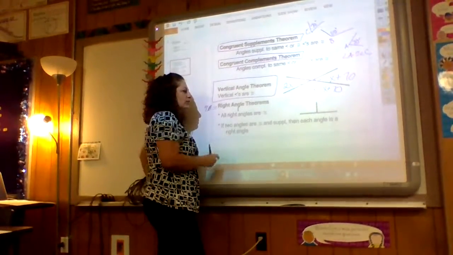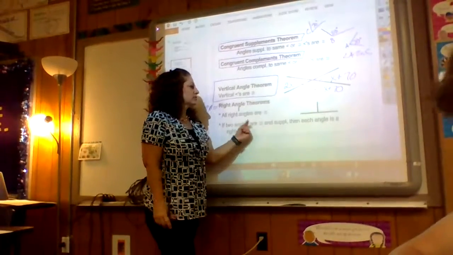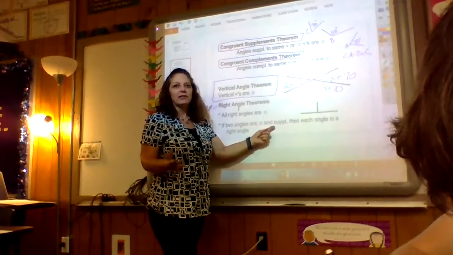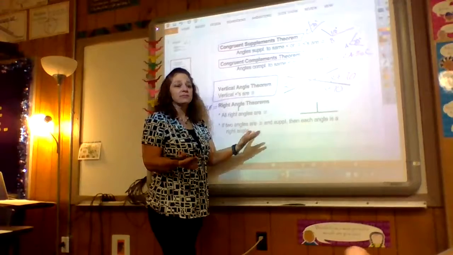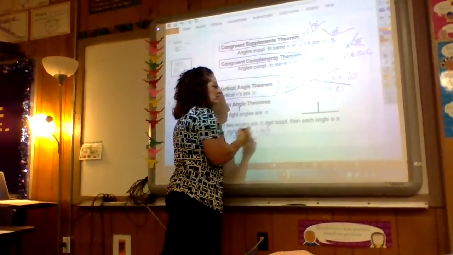If two angles are congruent and supplementary, then each angle has to be a right angle. They are congruent and supplementary, totaling 180, and then they have to be the same size. So 180 split in half. They also have to be a right angle, or equal 90 degrees.